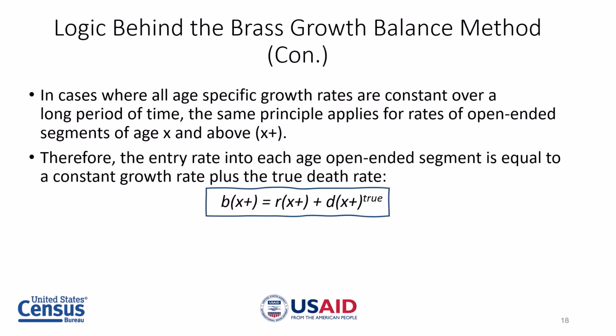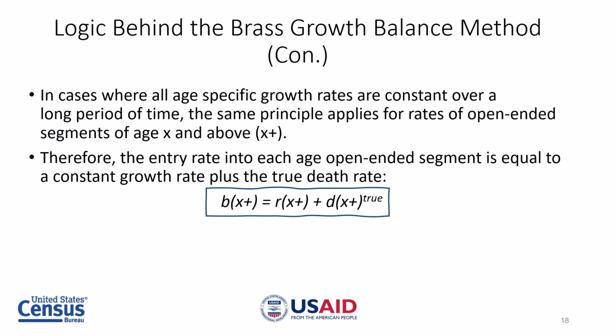This necessary balance in the demographic balancing equation applies not only to the whole population, but also to open-ended age segments of the population, that is, the population age x and above. Then, we can say that in a stable population, the entry rate or birth rate into each open-ended age segment is equal to the true death rate for that segment plus the constant growth rate.